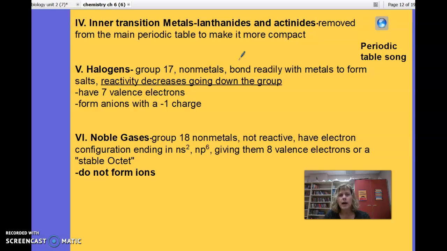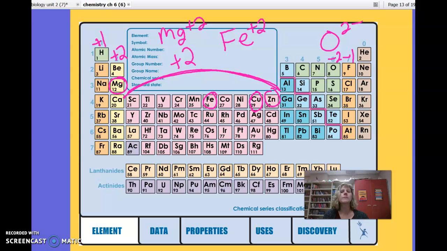Halogens. So halogens, group 17. Remember, these are the ones when we talked about diatomic elements. This group right here, group 17. These are the halogens: fluorine, chlorine, bromine, iodine, astatine. And when we talk about diatomic elements, we usually include this whole group. Remember, depending upon what source you're looking at, some of them include astatine and some do not. So it's fine either way. But those are the halogens.